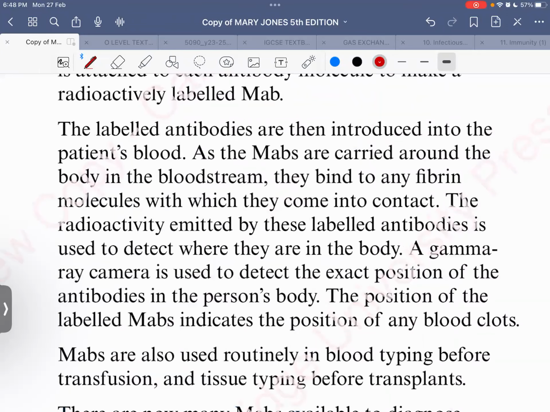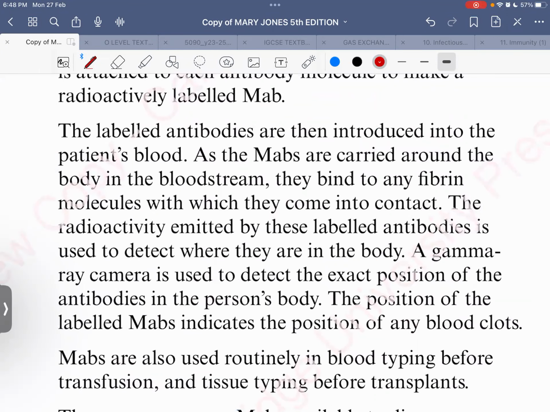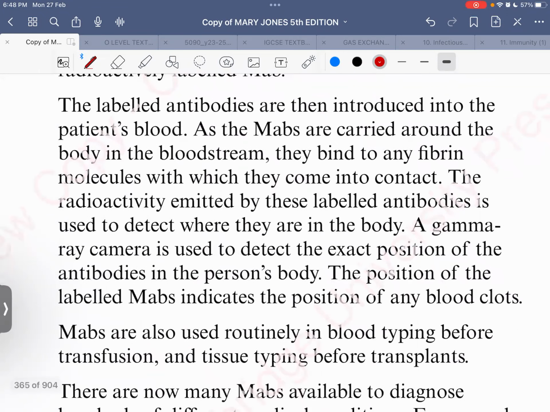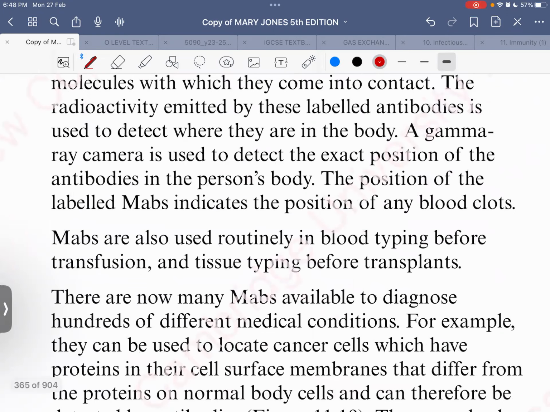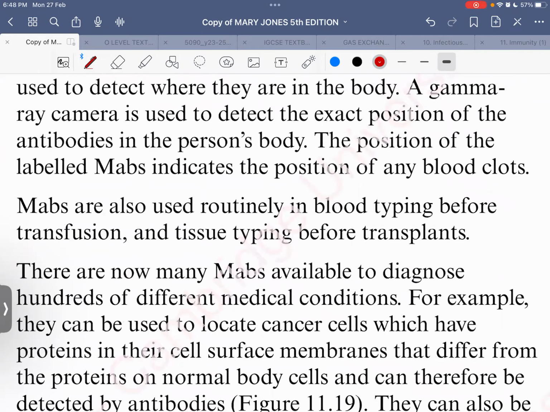The labeled antibodies are then introduced into the patient's blood. ये पढ़ लिया है? Yes, miss. The position of the labeled maps indicates the position of any blood clots.